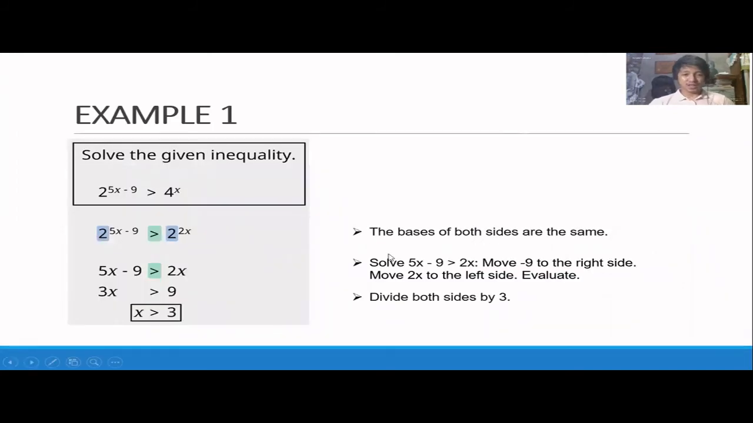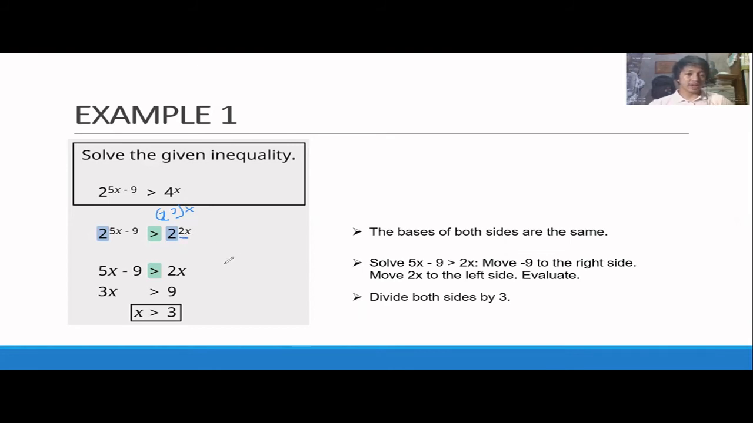Okay, so for example number 1, we have the given inequality 2 raised to 5x minus 9 is greater than 4 raised to x. So again, parehas lang siya ng gagawin katulad dun sa pag-solve ng exponential equation. Basically, kailangan natin gawing parehas yung base ng dalawang given na term. Dito, dalawa yung terms natin: 2 raised to 5x minus 9 and 4 raised to x. As you can notice, we can change 4 into its exponential form, which is 2 raised to 2, and then x. So again, power of power rule, kaya siya naging 2x na dito.